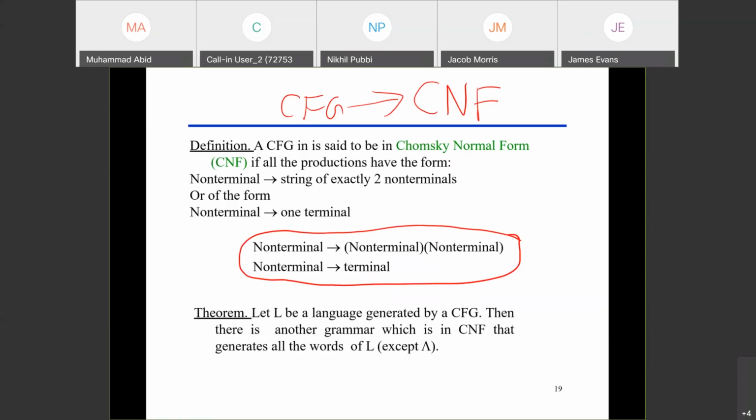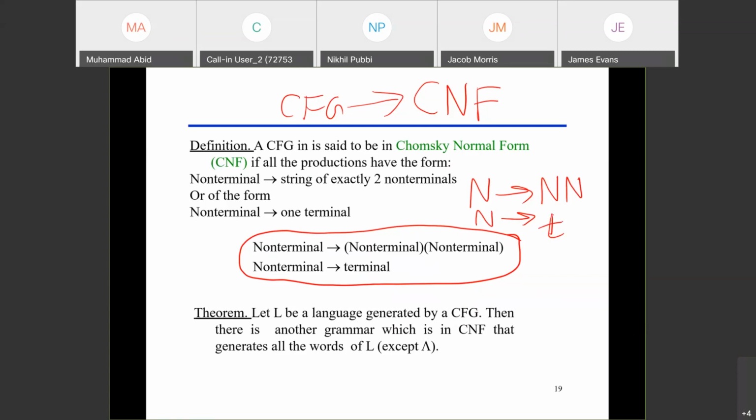Job is done. If your grammar is in this format, that you have a non-terminal and it has exactly two non-terminals, or you have a non-terminal and exactly one terminal, I put T here, one terminal, it means this grammar is in Chomsky normal form. And this will still be a context-free grammar, but it is the purified form of context-free grammar. So when you have a Chomsky normal form, what does it mean?